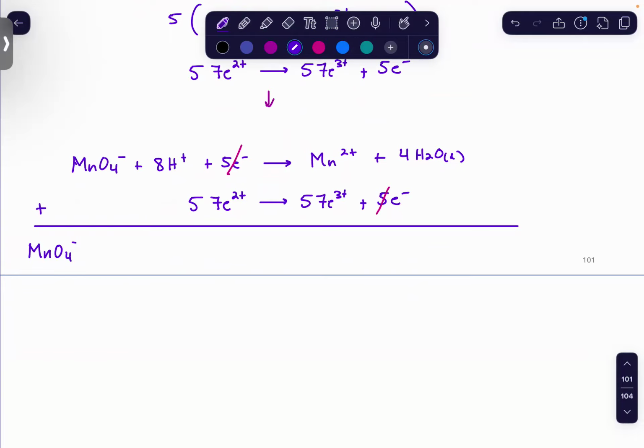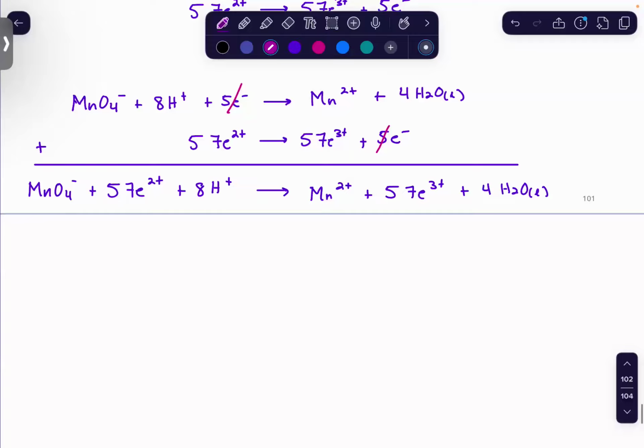All righty, so manganate, 5 iron 2s plus 8 protons. Okay, so then we get manganese 2, 5 iron 3s, and then 4 waters. And we look and say, can anything else cancel? And it can't.